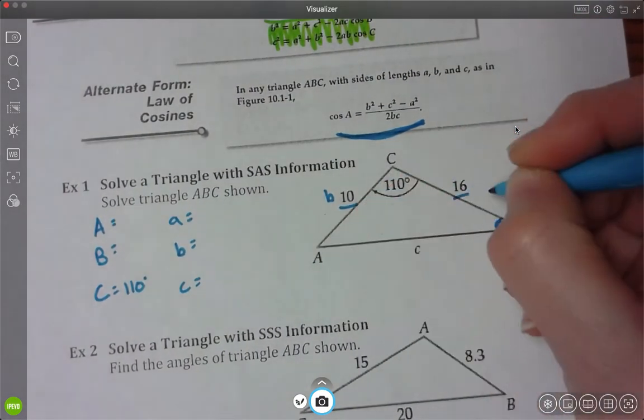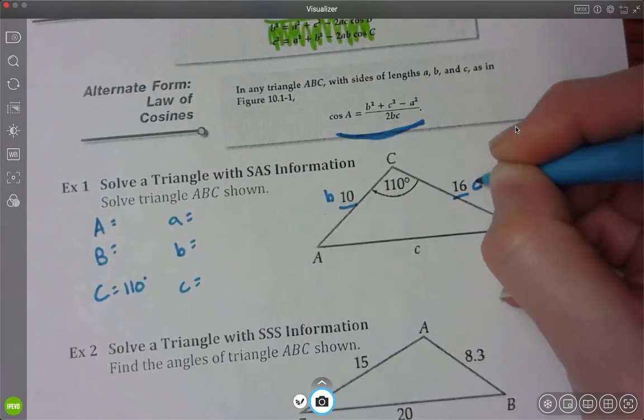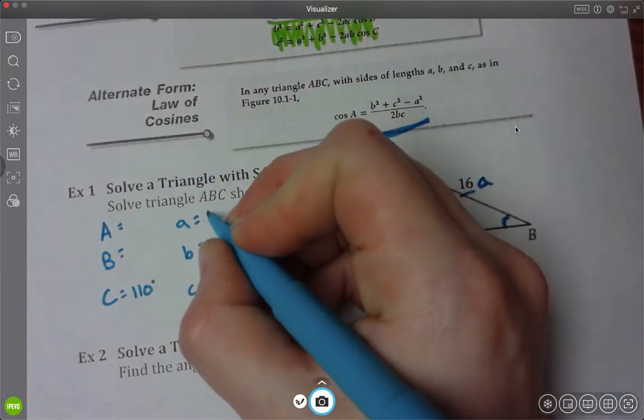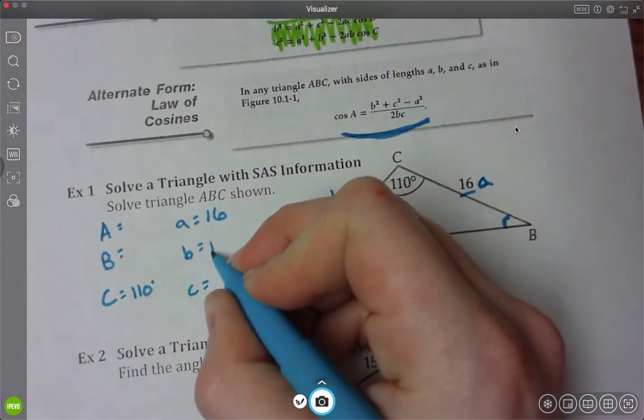A is across from 16, so, whoop, I don't know where I put C there. So that one's going to be a lowercase a. So I can label those. That's 16, and this guy is going to be 10. So there he is, right?